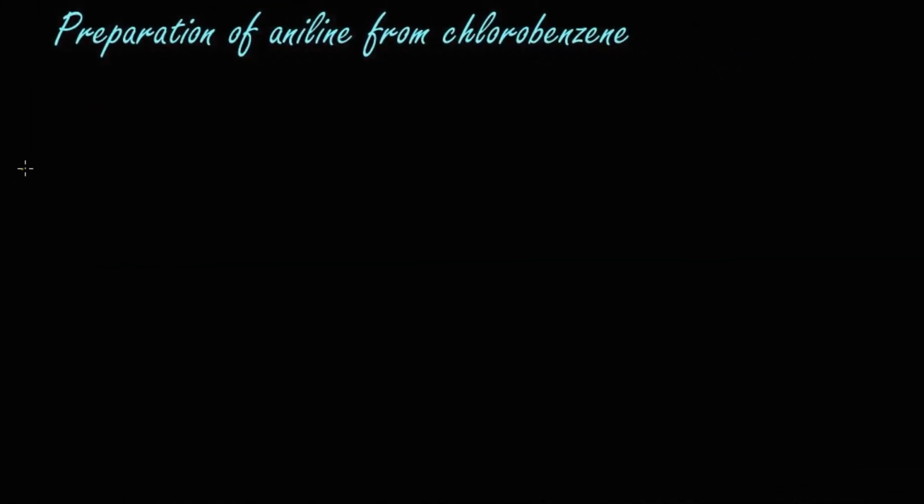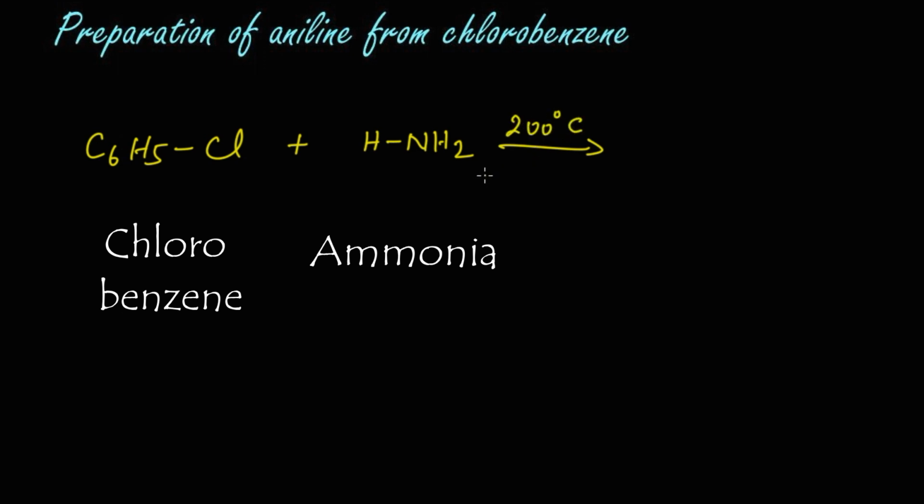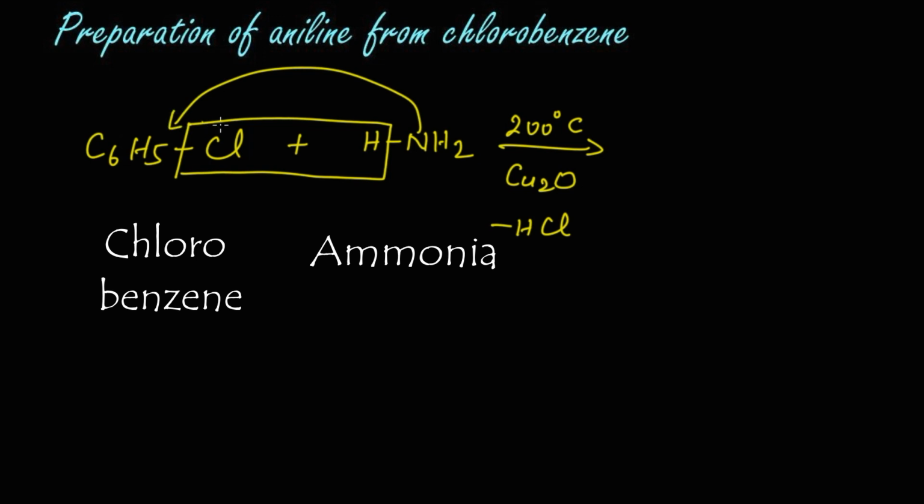Now we are going to prepare aniline from chlorobenzene. Let's write the structure of chlorobenzene. C6H5Cl. This is chlorobenzene. We are going to react it with ammonia, that is NH3. For our convenience, I am writing this ammonia in this way. The reaction takes place at the temperature of 200 degrees Celsius. The catalyst we use is Cu2O. What happens during the reaction? The chlorine from the chlorobenzene and the hydrogen from the ammonia will leave as HCl, and this amine group will replace the chlorine. So we get aminobenzene, which is also known as aniline.